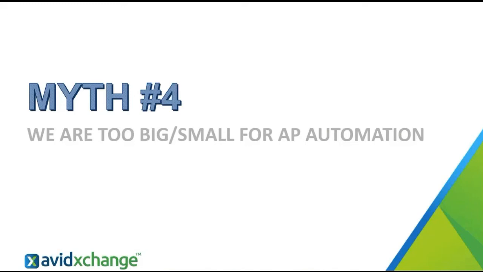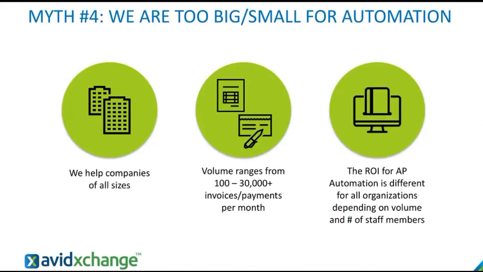All righty. So we heard, I think the third most common response, Jason, was we are too big or too small for automation. Well, the good news is AvidXchange helps companies of all sizes, and we give you a range here from 100 invoices or payments a month up to 30,000. We have customers that are paying more than 50,000 invoices a month.